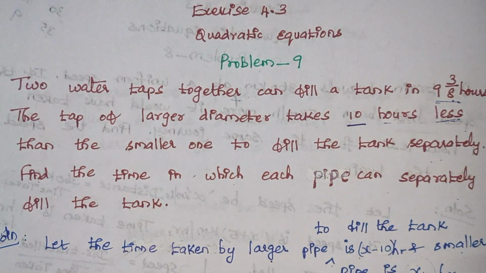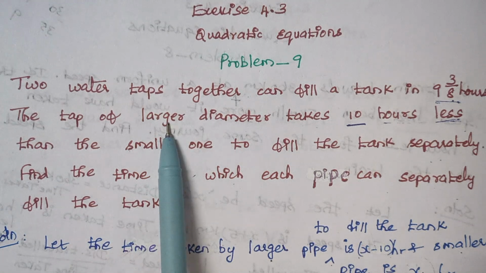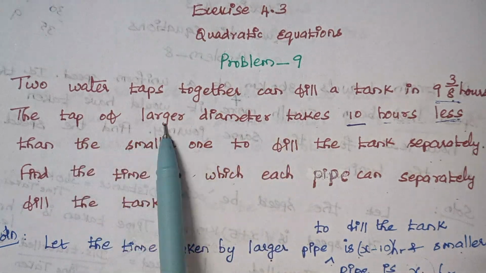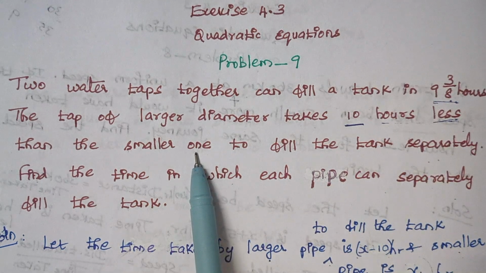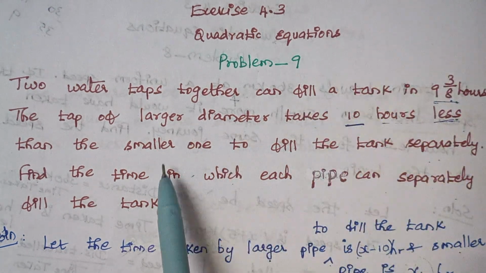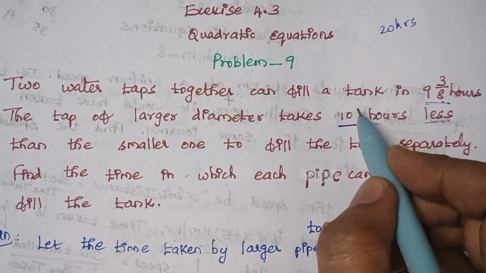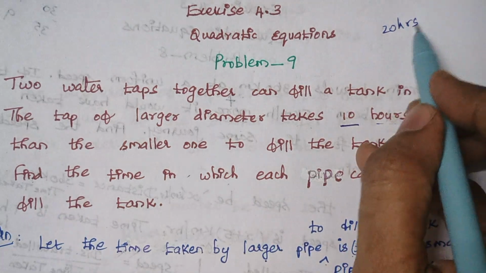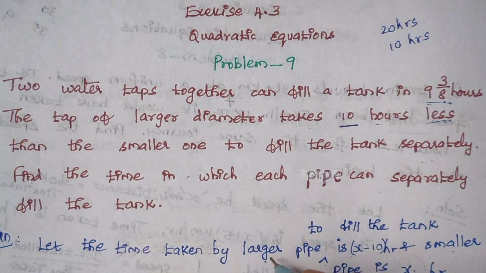Now among the two water taps, one tap is bigger, another one is smaller. The pipe or the tap which has larger diameter will be bigger in size. So the bigger tap takes 10 hours less than the smaller tap to fill the tank. For example, just to give a clear view of the problem, I am taking this number. If the smaller tap takes 20 hours to fill the tank, then the larger tap takes only 10 hours. Just for an example.